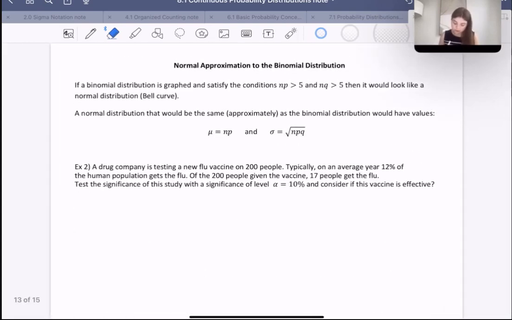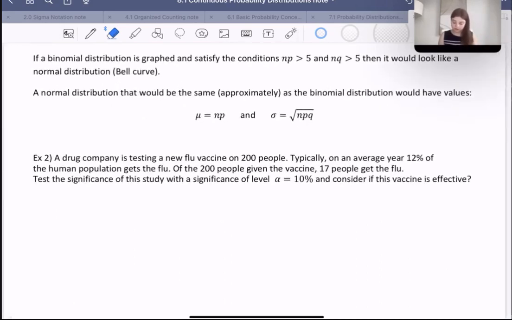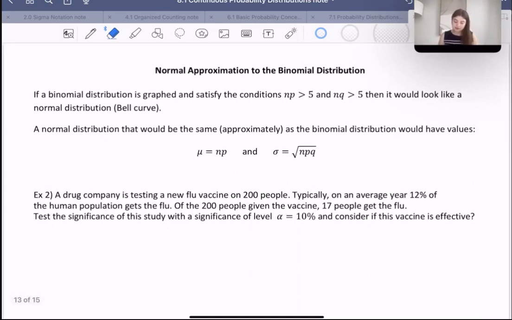Before we do that, though, these next ones have to do with the normal approximation to the binomial distribution and the confidence levels as well. So just a quick reminder on that. We did this as our very last lesson, so hopefully it's nice and fresh. If a binomial distribution is graphed and it satisfies the conditions that np is greater than 5 and nq is greater than 5, then it will be like a normal distribution.